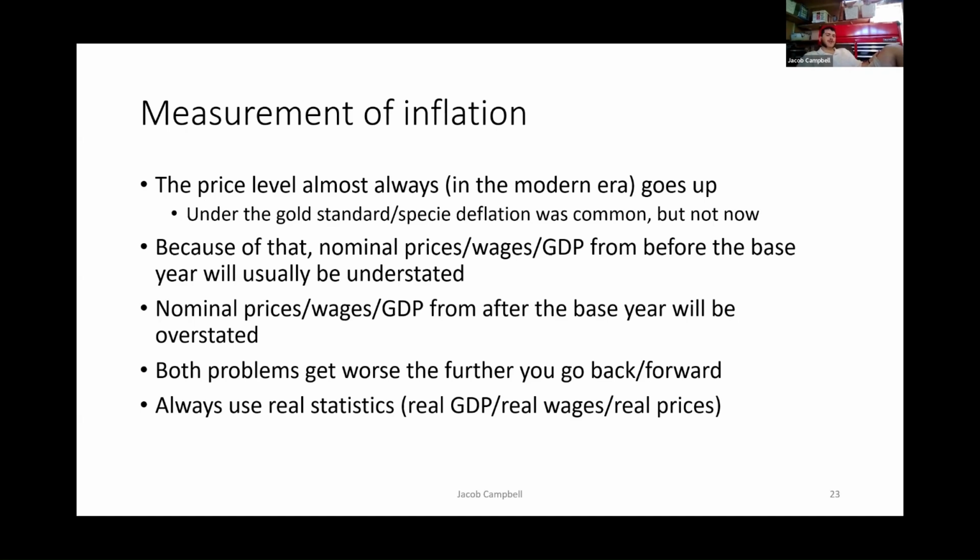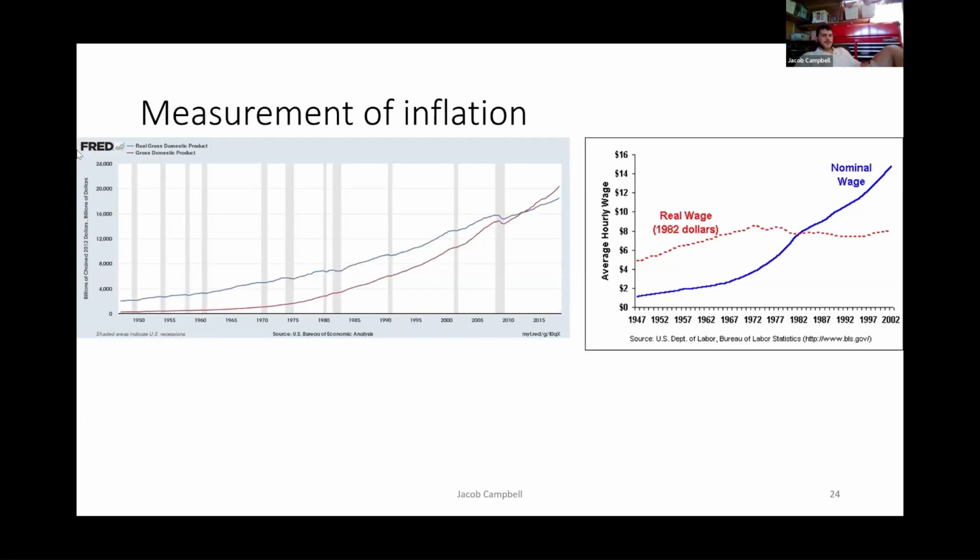So you always want to use real statistics. Always, anytime you look up wages, GDP, prices, whatever it is you're doing it for, make sure that it's the real numbers. The nominal numbers don't mean anything. But I have an example of this here with GDP. This is from roughly 1950 to 2015 for the US. Red is your gross domestic product, nominal. If it doesn't say real, assume it's nominal. Blue is real. And so you see, looks like they're using 2012 as their base year.